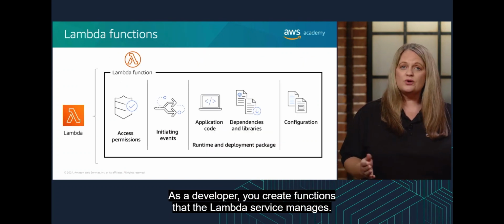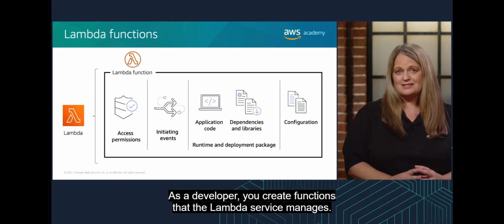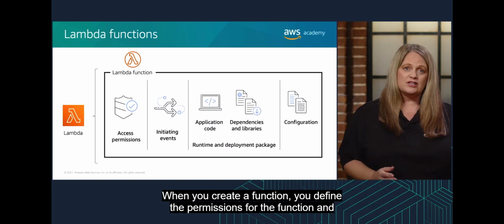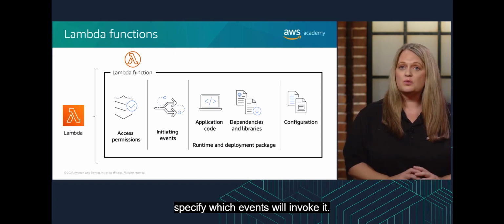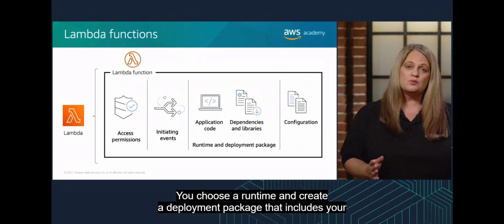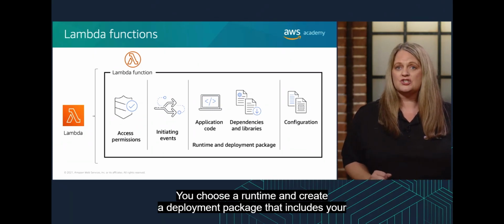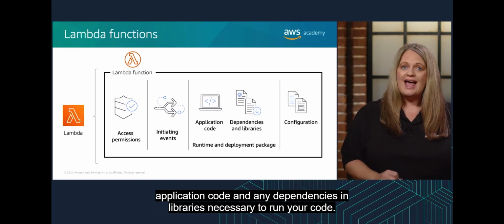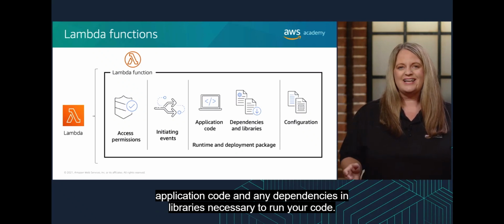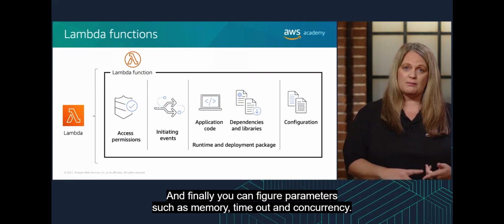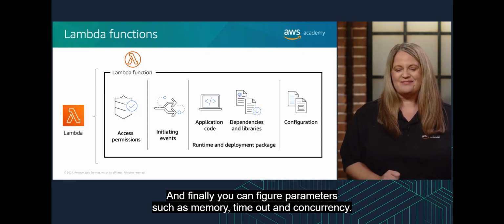As a developer, you create functions that the Lambda service manages. When you create a function, you define the permissions for the function and specify which events will invoke it. You choose a runtime and create a deployment package that includes your application code and any dependencies and libraries necessary to run your code. And finally, you configure parameters such as memory, timeout, and concurrency.